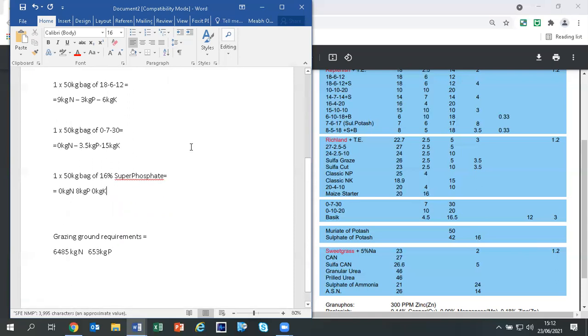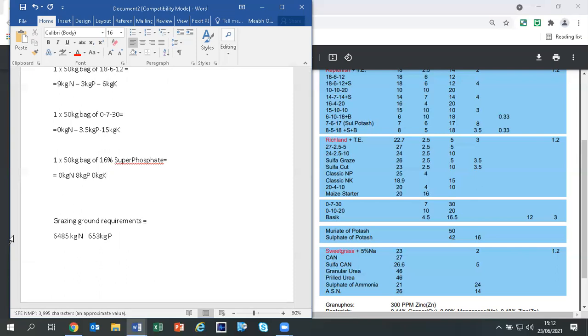So the next thing we're going to look at is how to work out what fertilizer would help us to address our nutrient requirements. I've just come up with a vague figure, okay? I haven't pulled this from the assignment. This is just an example, all right? So if we have a grazing ground with a requirement of 6,485 kgs of nitrogen and 653 kgs of phosphorus, all right?